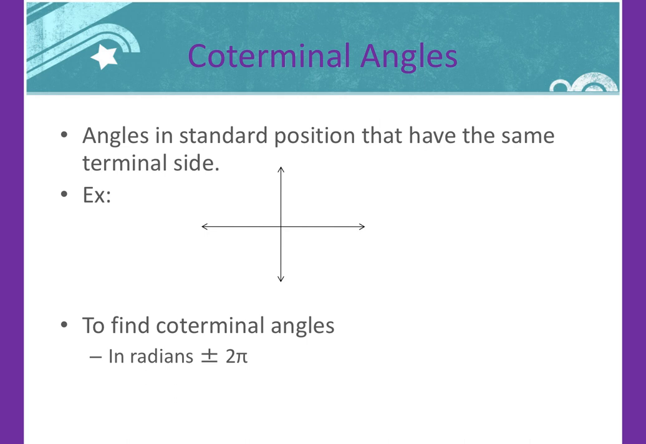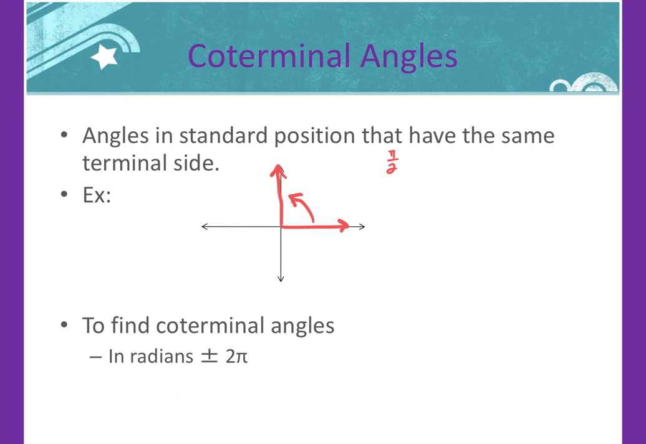All right, now we're talking about coterminal angles. And again, this is something that hopefully sounds familiar because this was discussed in Algebra 2 Honors. But coterminal angles are angles in standard position that have the same terminal side. So, for example, if I said to draw pi over 2, my angle would start at 0 and go to the top where pi over 2 is.